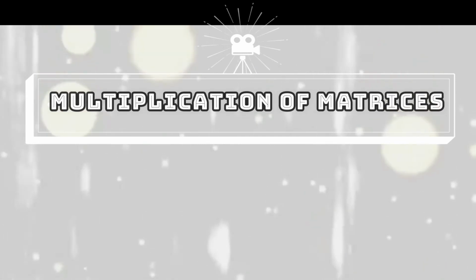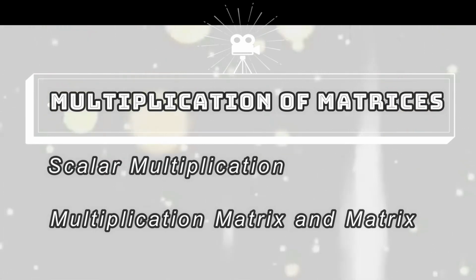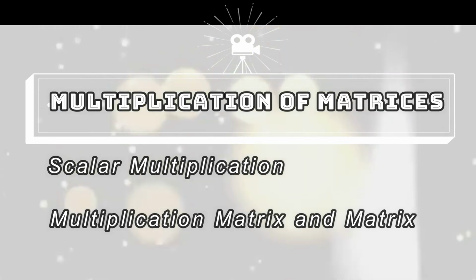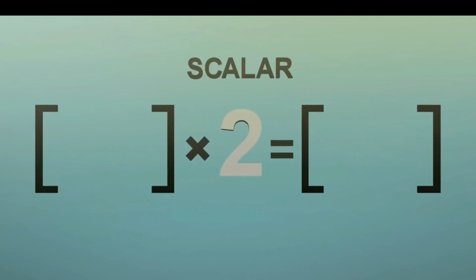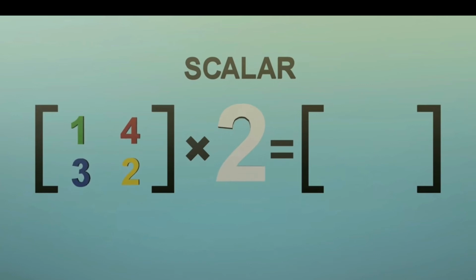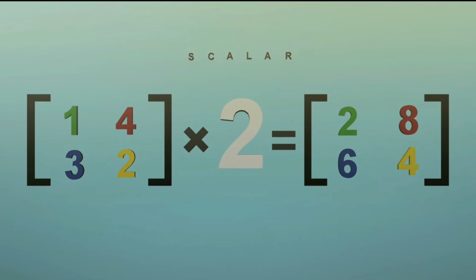There are 2 types of multiplication in matrices. The first type is multiplication with a scalar, and the second type is multiplication between matrices. In multiplication with a scalar, you simply multiply the scalar with each and every single element inside the matrix. So 2 times 1, 2 times 4, 2 times 3, and 2 times 2. This is the answer. So, how about multiplication between 2 matrices?